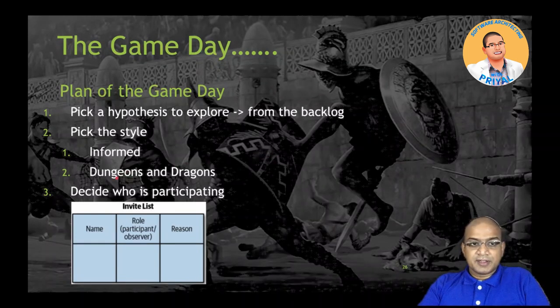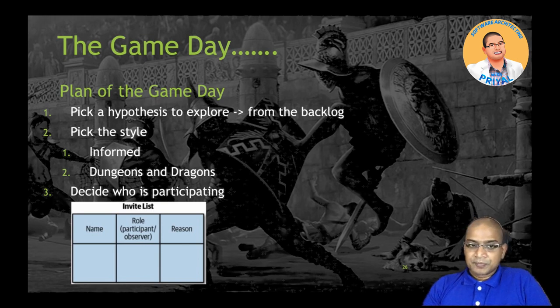The second option is called Dungeons and Dragons. In this way, you are not informing your teams that any particular chaos test case is happening in production. So the team would think that it is something that has happened for real in the production system, and then you need to investigate how the teams and your other systems are behaving or reacting to this particular scenario.